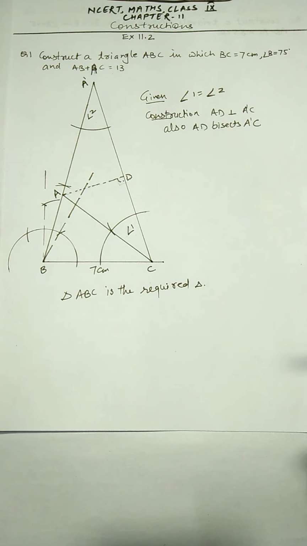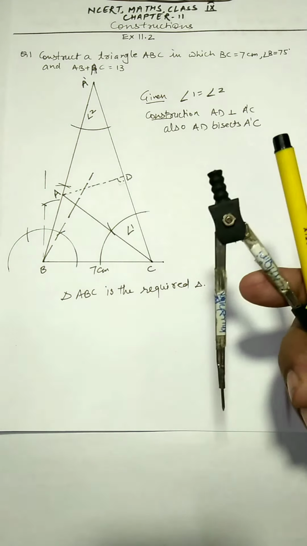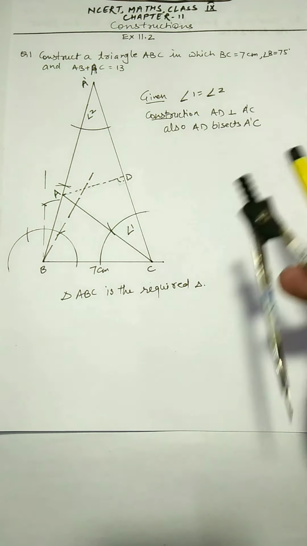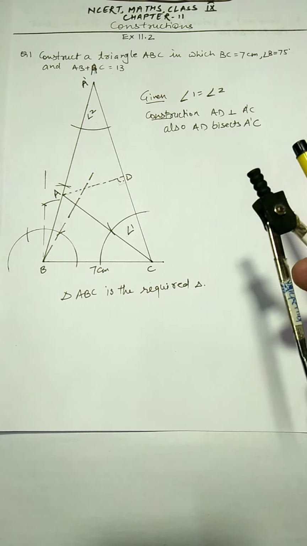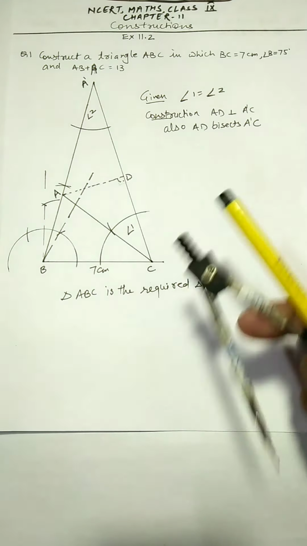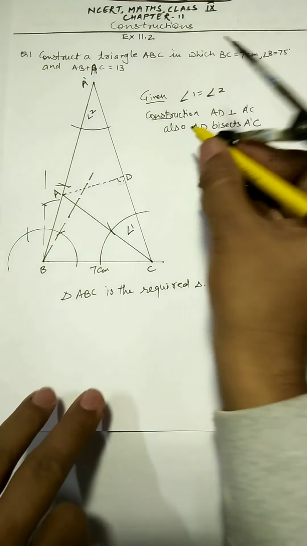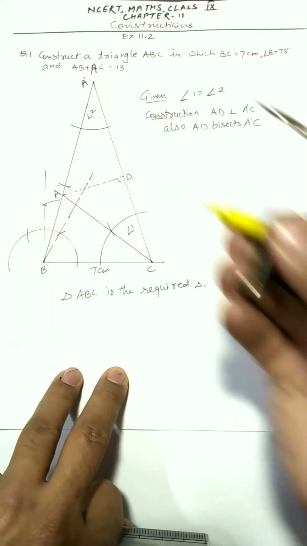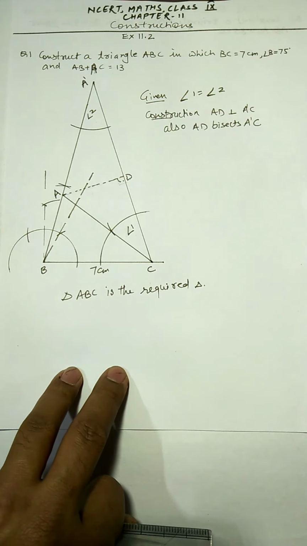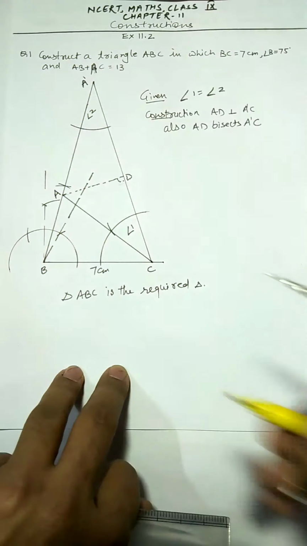So this is part of the construction, though it is never asked in the exam to verify this, but this is for your knowledge, to see why this is true and why we have done the construction that way. So in the construction, AD is perpendicular to A dash C, and AD also bisects this line segment A dash C.